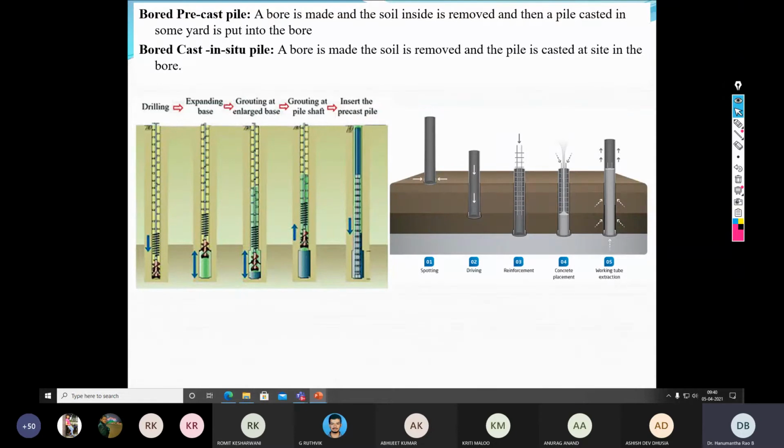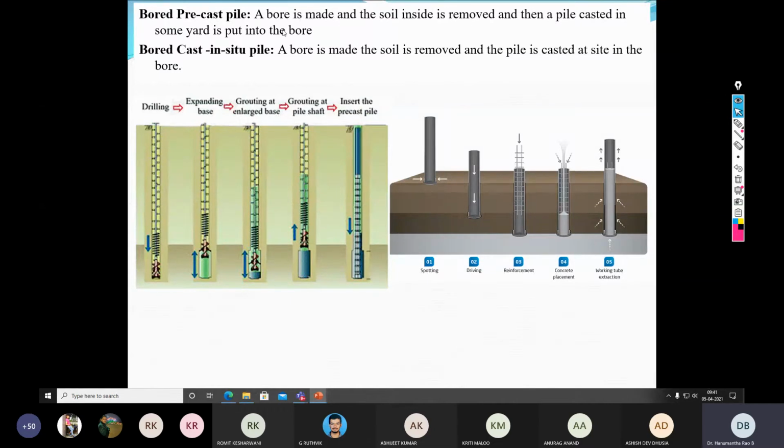But if the soil is not soft, say for example if the soil comprises some kind of pebbles or gravels or hard strata, like for example let us look at our campus. You cannot say that our campus comprises soft soil. So here we can't drive the pile. Then what is the next best alternative? In that case we have to make a bore. So that is called either driving or boring. So these are the two things.